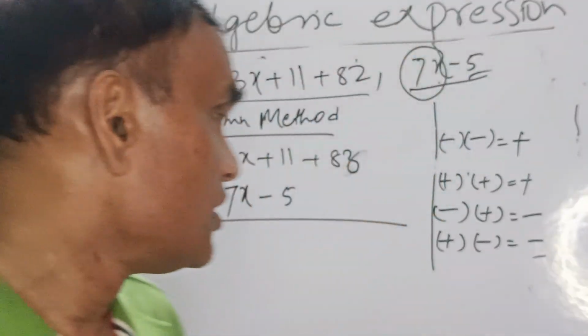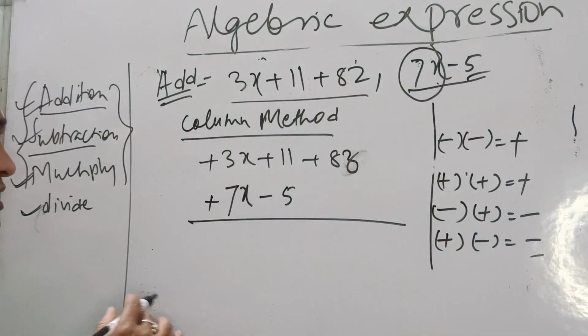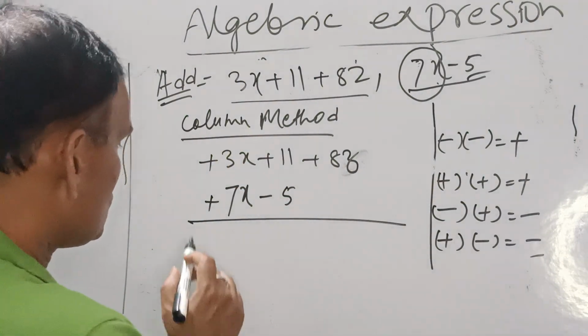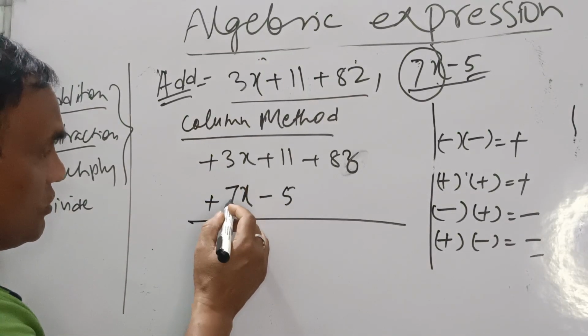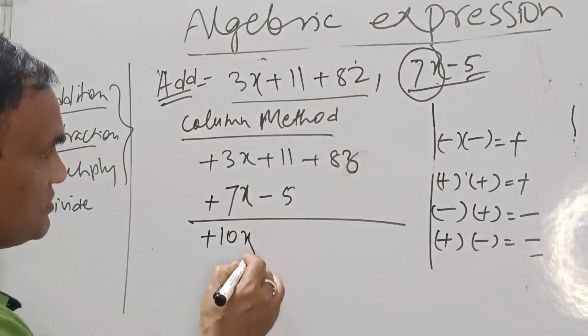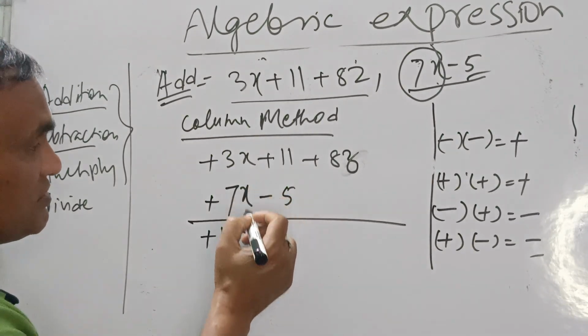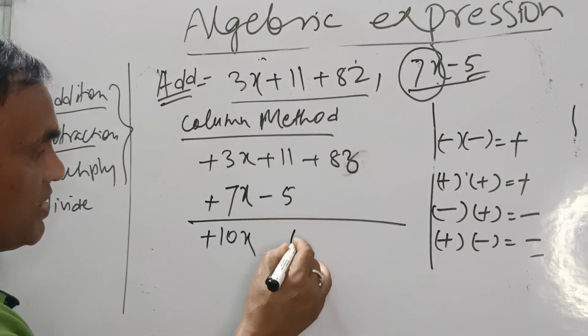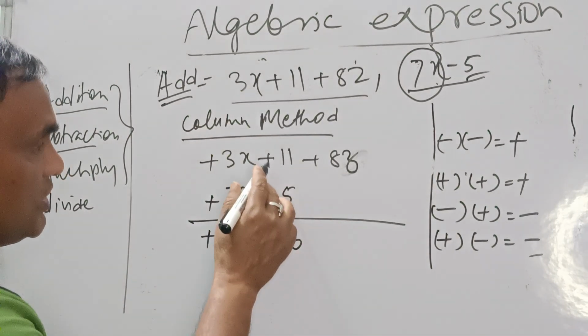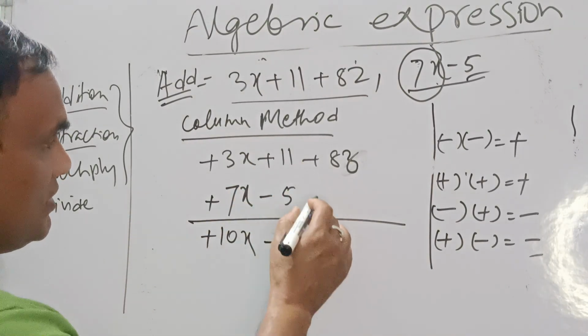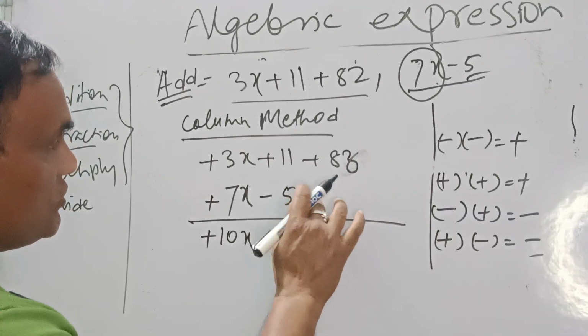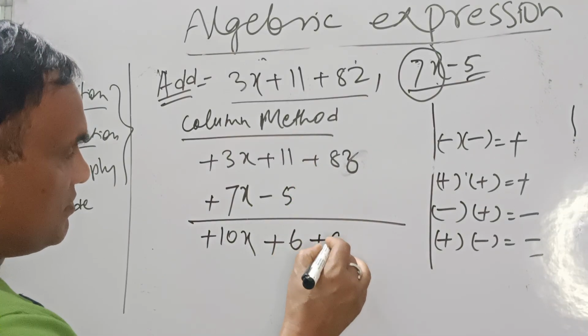So gentlemen, we will start from here. There is no issue. Now plus, we'll write plus. 3 and 7x, that is 10x. Again, this is a plus and minus. So 11 minus 5, that is 6. For the sign, because 11 is bigger, we put the plus sign. And here there is nothing, so we write the same term, plus 8z.